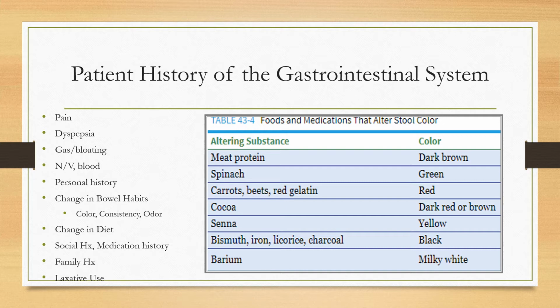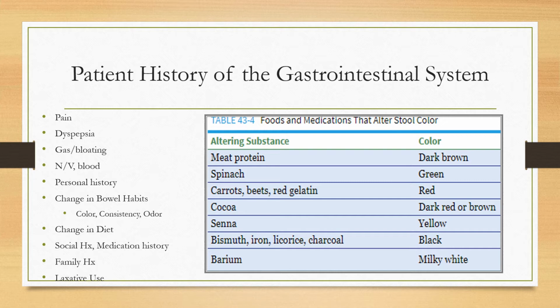The most important cause of black stools is blood, and it's not listed here, probably because it's not a food or a medication, but blood is the one that we're really looking for. Okay. Black licorice can turn your stools black, and charcoal, we usually know if someone's taken charcoal because we've probably given it to them for a drug overdose.